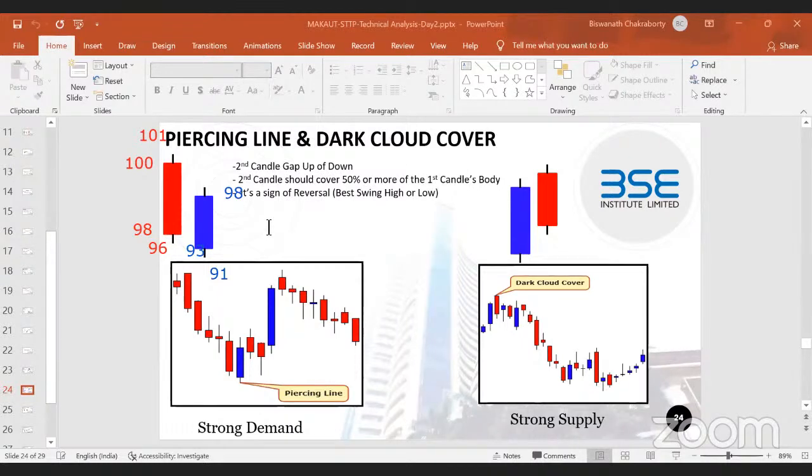Whenever, from a lower gap down opening, any stock or any index is able to cover more than 50% of the first day's candle, it means the enthusiasm of the buyers is huge. If the stock is falling, we can see a pause in the fall. Strong demand can be seen until and unless the stock price is able to break and close below 93. We can anticipate the stock price can go further upside.